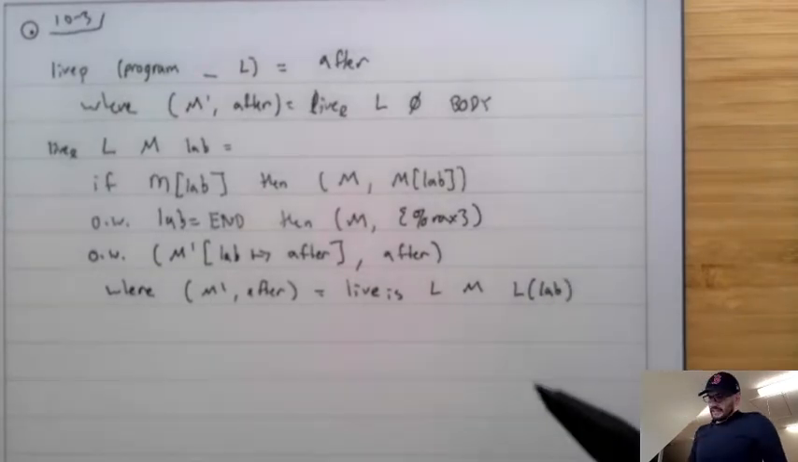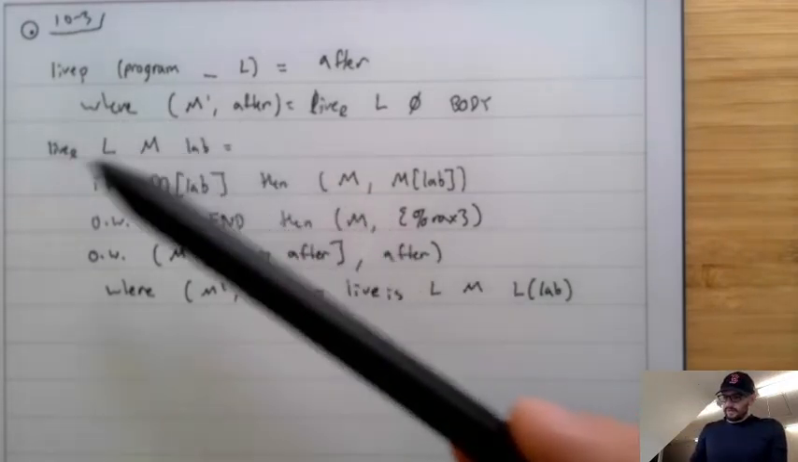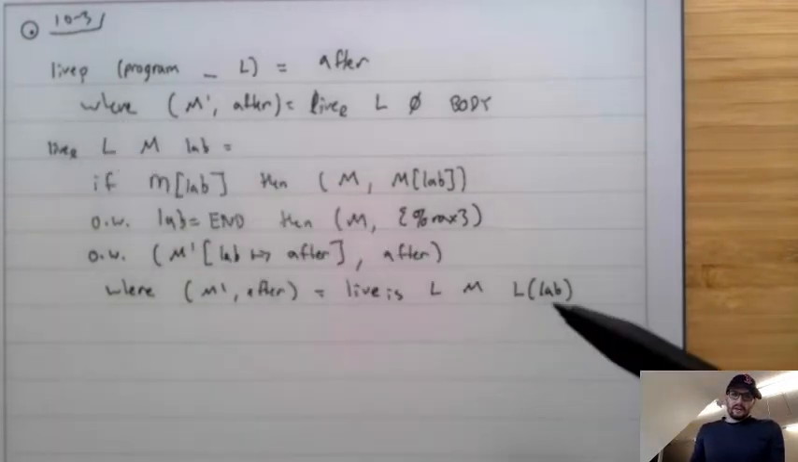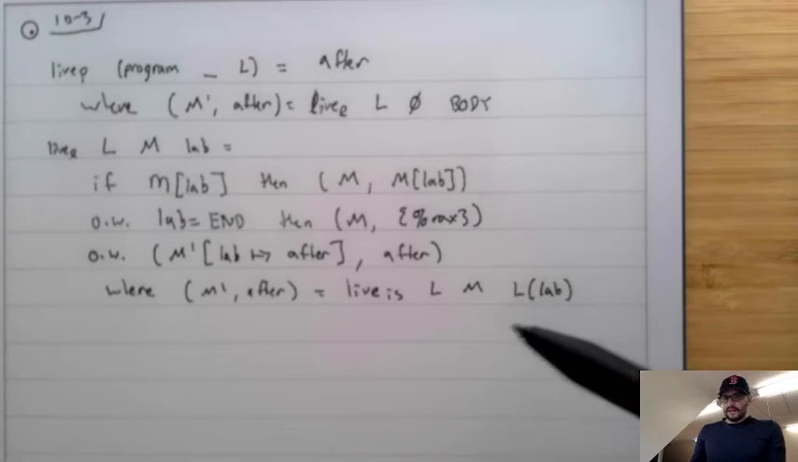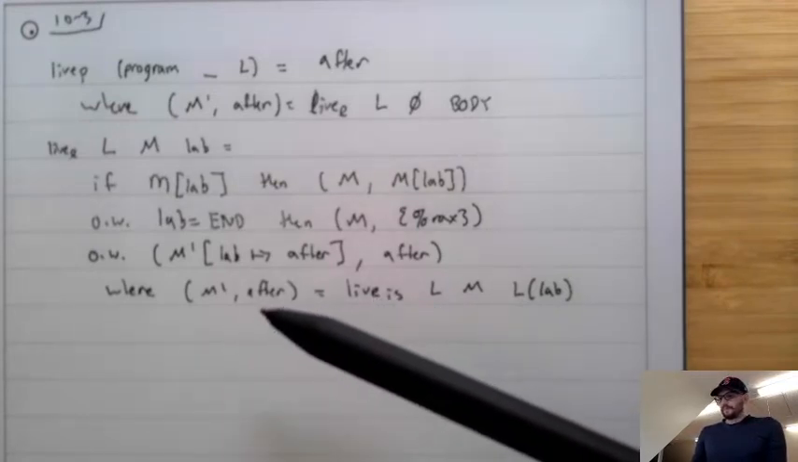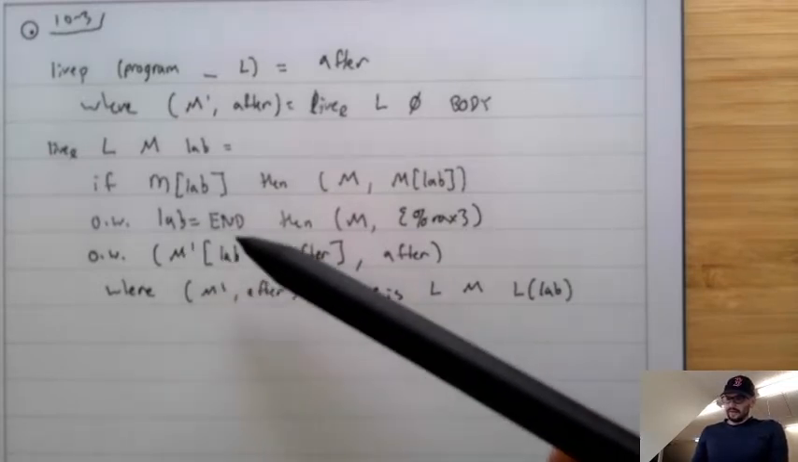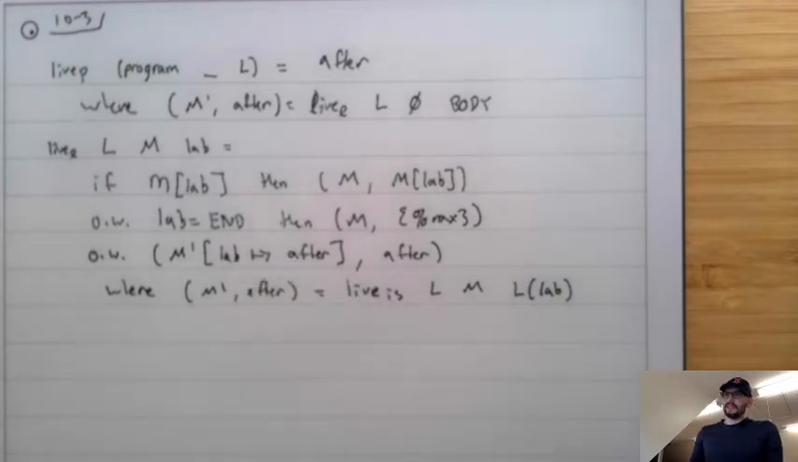So the idea here is that we're going to look up inside of L the code for this label, and then we're going to compute the live set of that list of instructions. That's going to give us a live after set, and it's going to give us an updated memory. We're going to update that memory ourselves to record what this thing's live after set is.